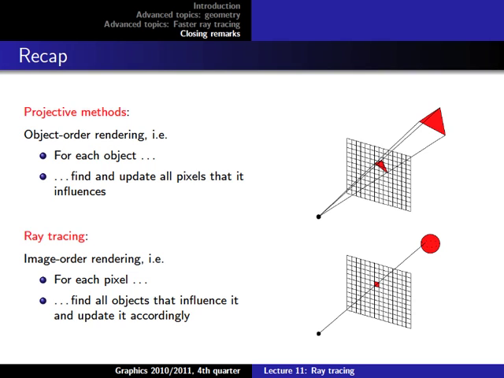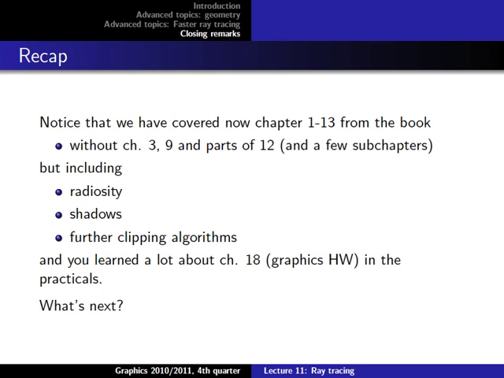interactivity, speed, hardware support, projective methods are very often used, and we already saw that you can also produce very realistic results with projective methods, but also ray tracing is becoming faster with approaches for real-time ray tracing, so it's kind of approaching each other in terms of speed, but also in terms of quality. So to wrap up, if we look back, you see that we covered now all chapters from chapter 1 to 13 of the book, which is quite a lot for such a short course, I would say.